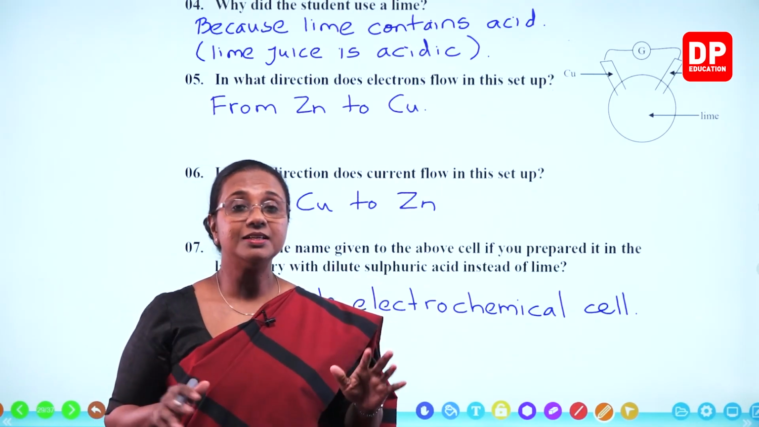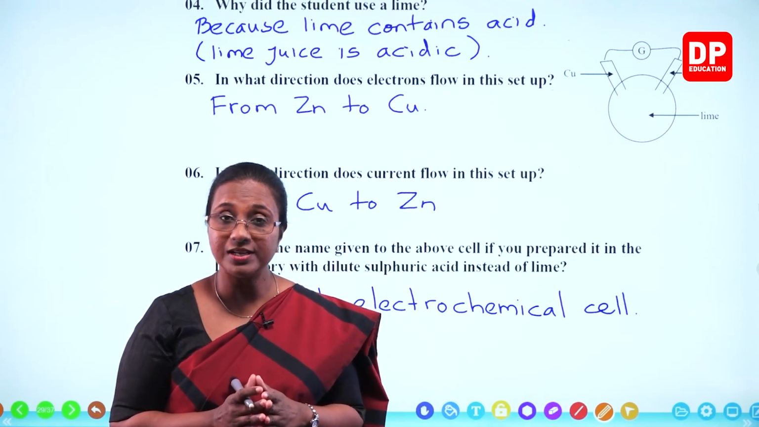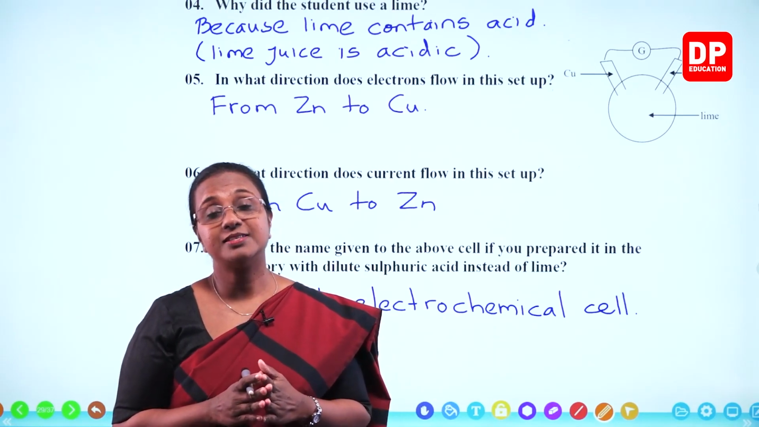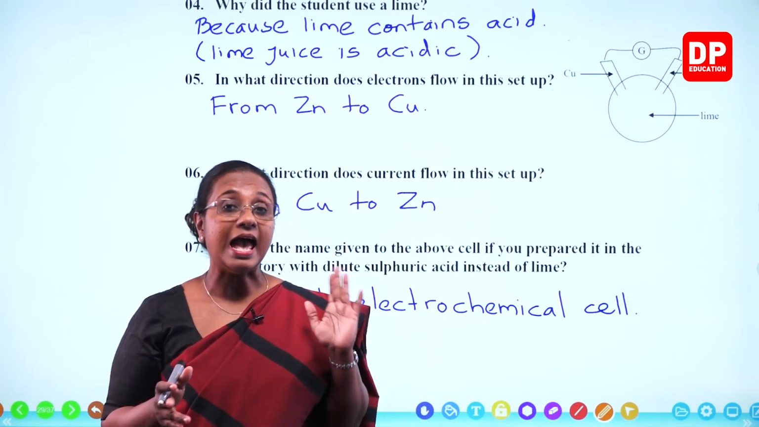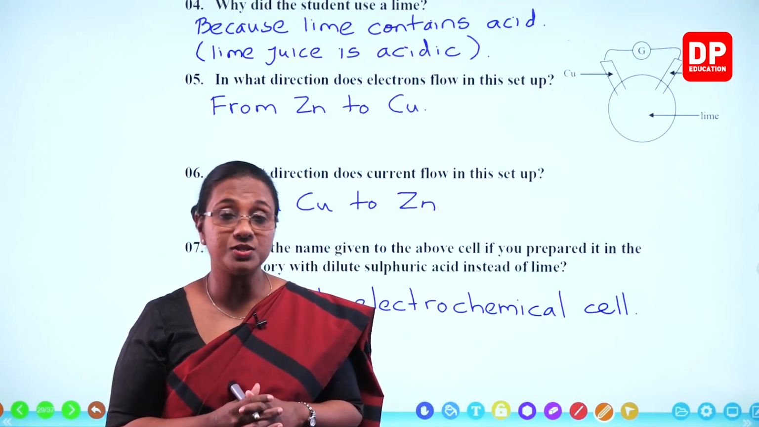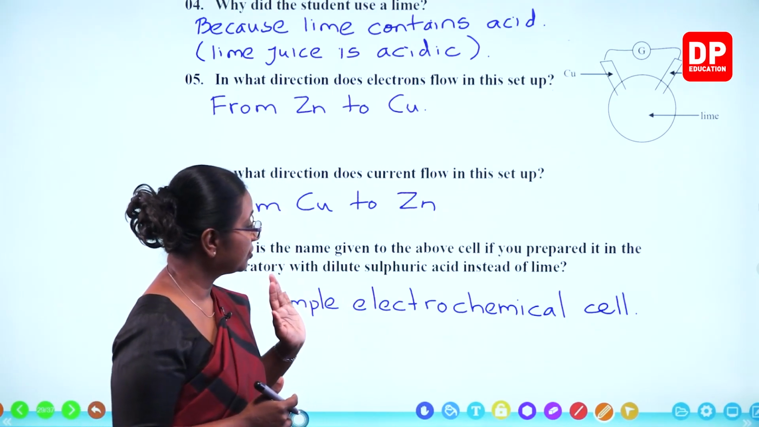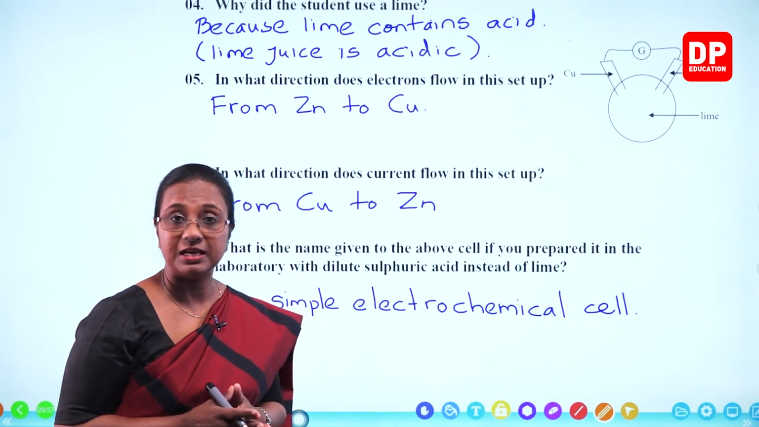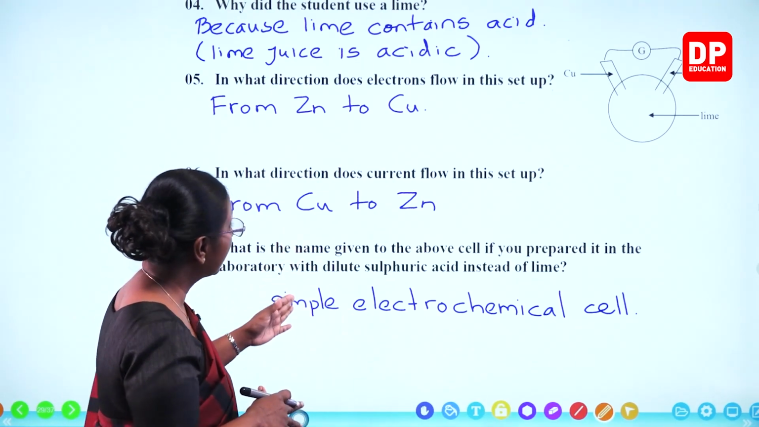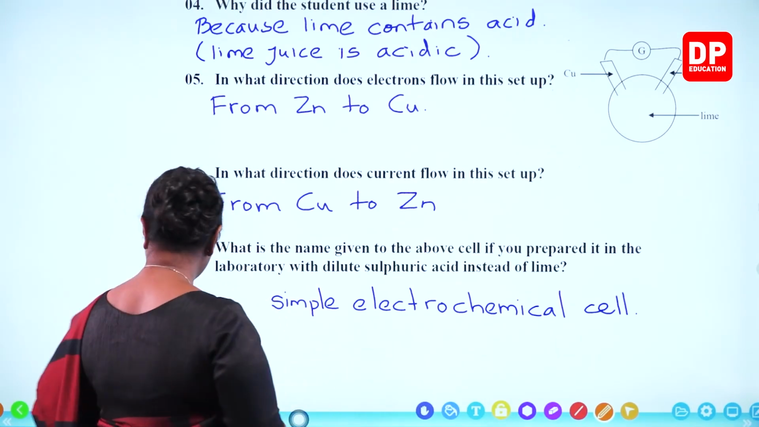Now there is another term used to call this cell, students. It is known as a simple voltaic cell. That is when you use dilute sulfuric acid as the solution in the cell and zinc and copper electrodes. We call it a simple voltaic cell also. That is for your additional knowledge. But here we can use the term simple electrochemical cell or a simple cell. So I am sure you all have written all these answers. With that, students, I'll move on to the next slide.